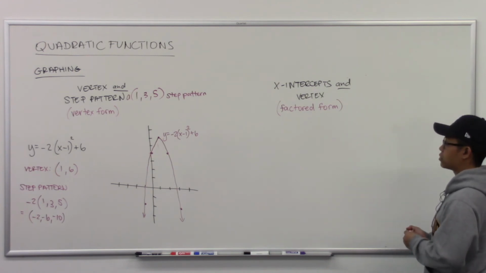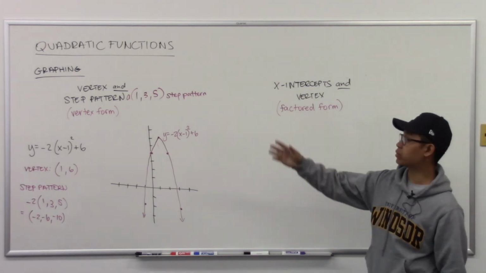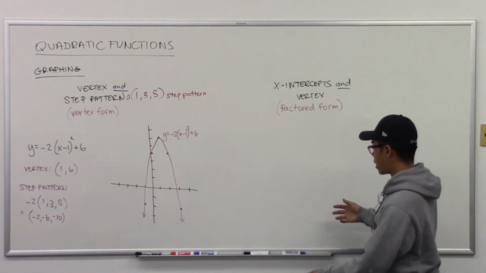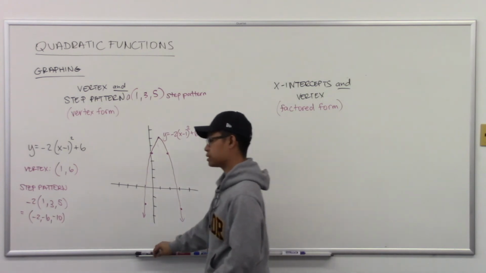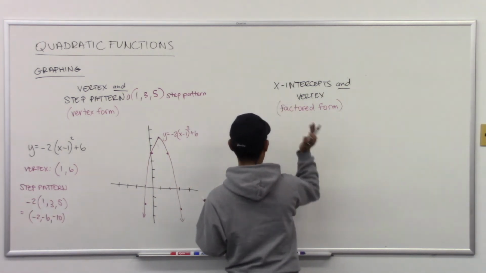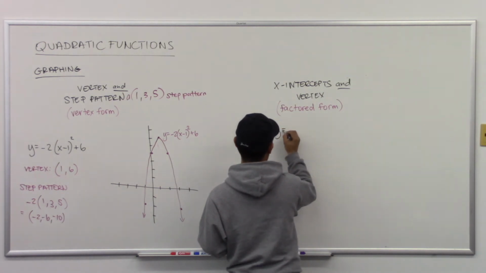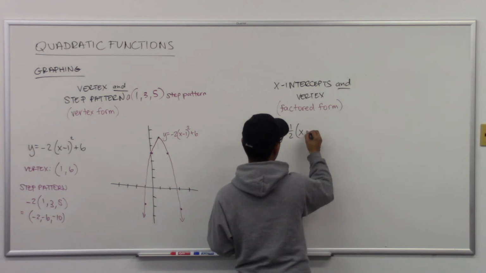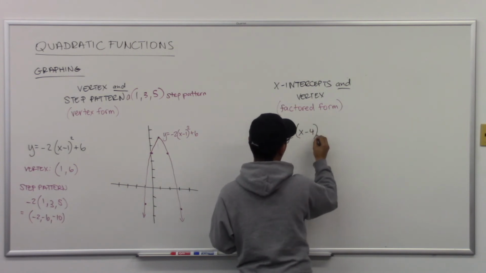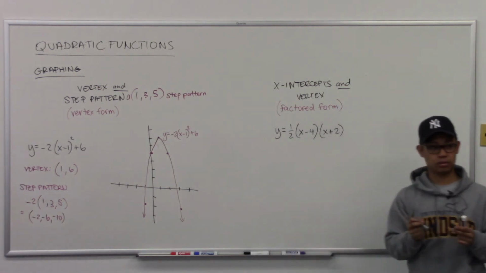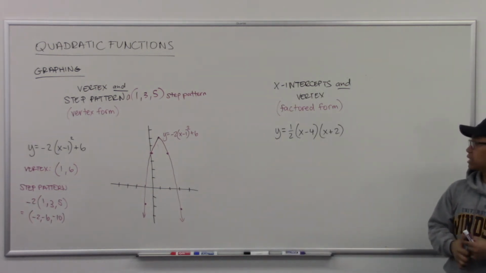Okay, so that's how you graph if you have something in vertex form. That's definitely the easiest way to graph. The other way is to use vertex and step pattern. So if I get, or intercepts, it's to use x-intercepts and the vertex, and that's if you have something in factored form. For example, what if I had y equals 1/2 (x minus 4)(x plus 2)? That's in factored form.